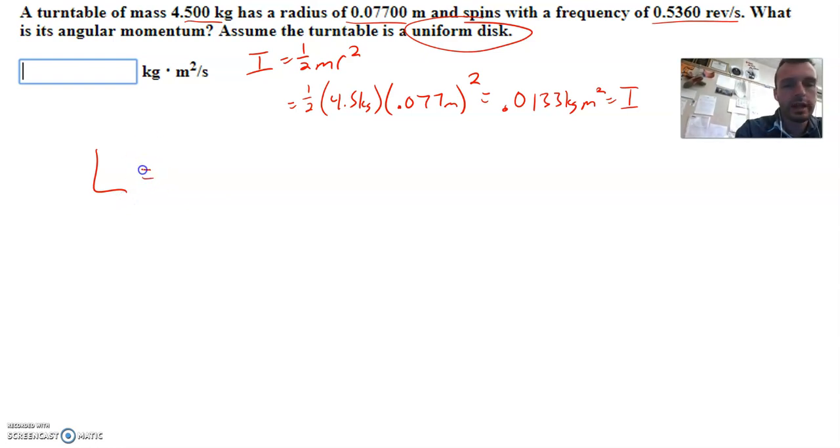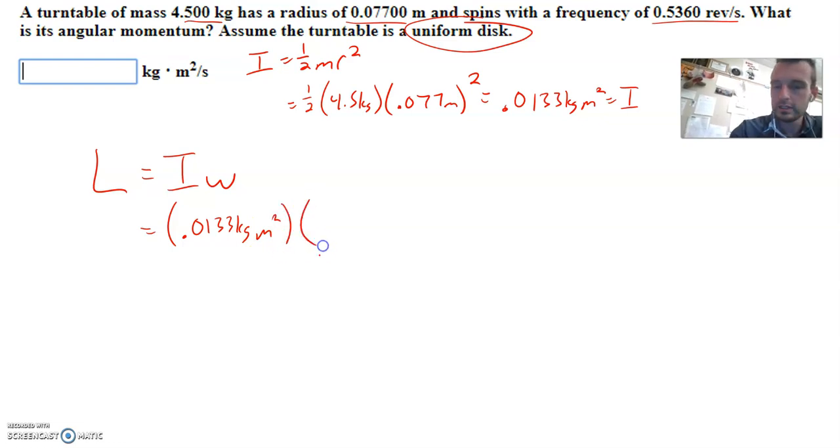If you look at your equation sheet, angular momentum is I omega. And so really, we already just got I here, right? So 0.0133 kilogram meters squared, and that's going to be times omega. Now, this is in revs per second, so just a quick little wave of the hand here. If we have revolutions per second, then in order to convert that, revs are on top, we want them to show up on the bottom, and 1 revolution happens to be equal to 2 pi radians.